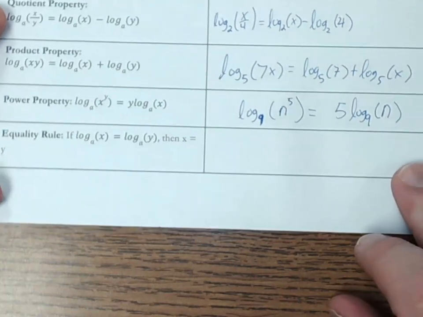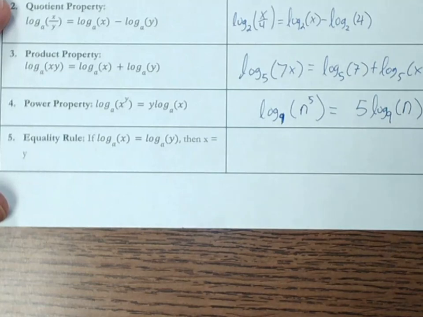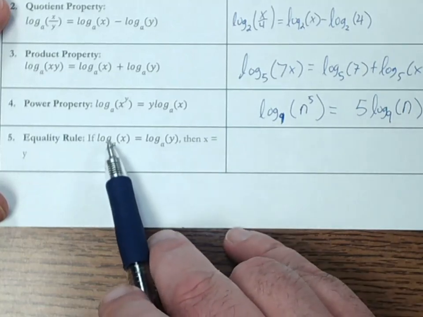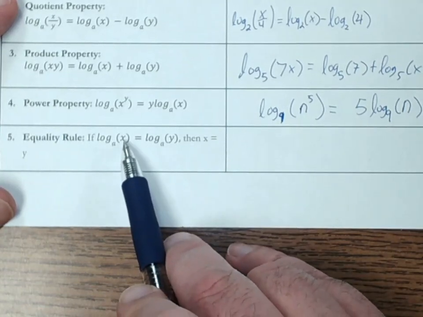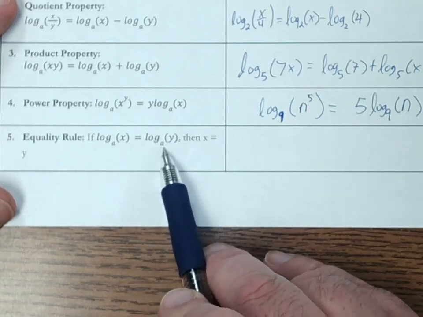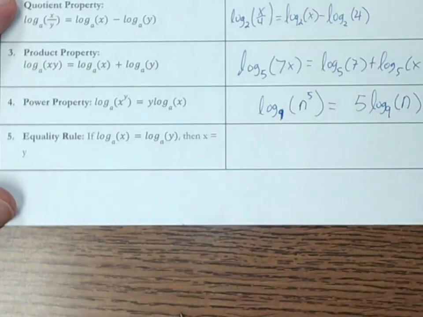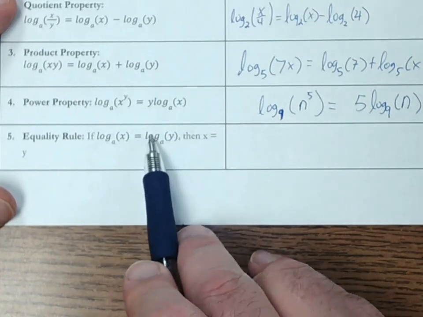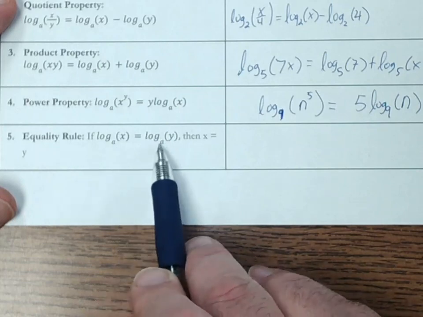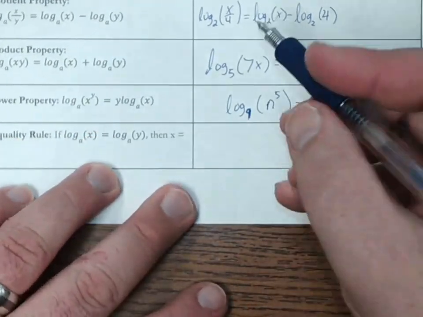The second to last one here is called the equality rule, what I like to call the duh rule. If you have a log with a certain base of something, and it equals the log of something else with the same base, then the two things in the parentheses are equal, right? You're taking the log of both of them. It's the same base, so what's in the parentheses must be the same. Let me give you an example.